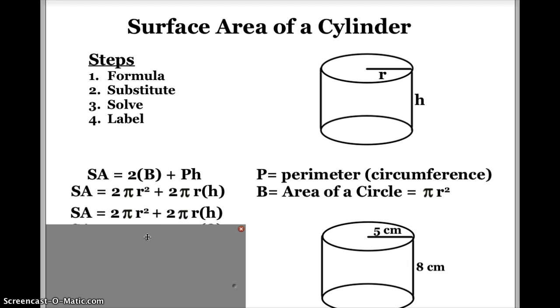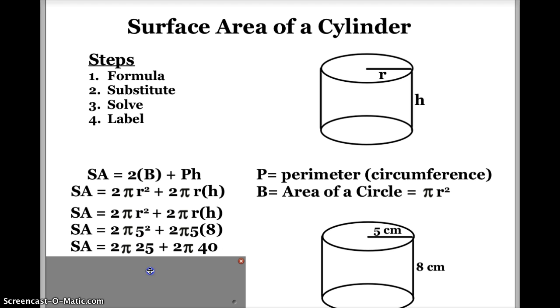So the first step was formula, and I wrote the formula down. Now next I've got to substitute. I've got to replace my r and my h with 5 and 8. So it becomes 2 pi 5 squared, because 5 is the radius, plus 2 pi 5 times 8. Now I'm going to multiply that out. On the first part, I've got to do the 5 squared first. 5 squared is 25, and the second part I'll do 5 times 8, which is 40. So I get surface area is equal to 2 pi 25, because I just did the 5 squared, and then 2 pi 40, and I got the 40 because it's 5 times 8.